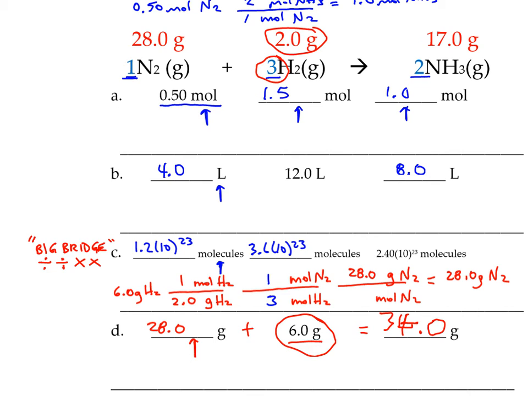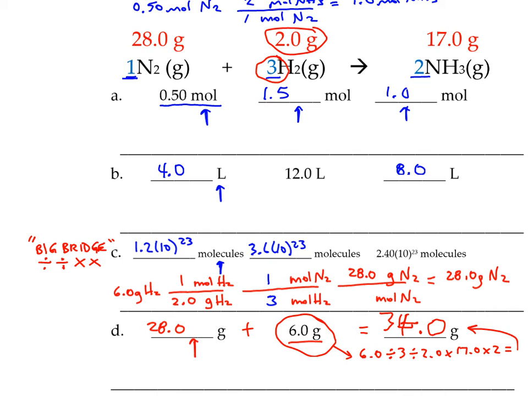How did I get the 34? I did 6.0 divided by the coefficient, which is 3, divided by the molar mass, which is 2, times the new molar mass, which is 17, times the new coefficient, which is 2, and that's going to give you your 34.